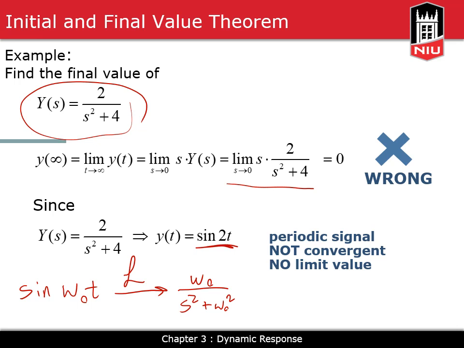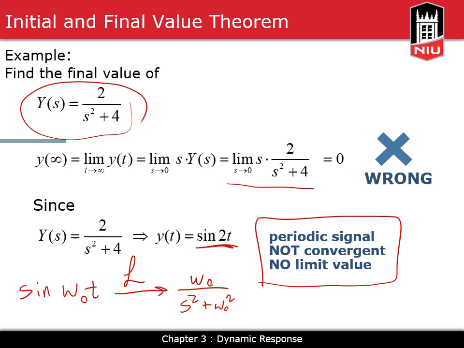Now here, this is the example I was talking about earlier. If we have a sinusoidal function or any oscillating function that does not converge to a fixed value, keeps oscillating, that means it does not have a limit value. It does not converge to a constant. So using the final value theorem is invalid here. The result it gives is invalid.